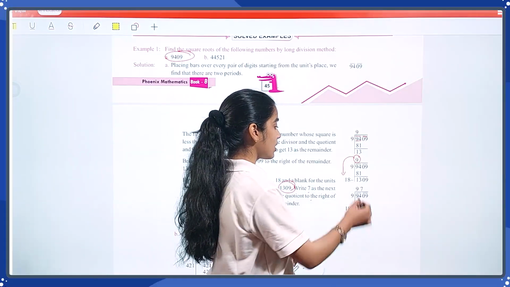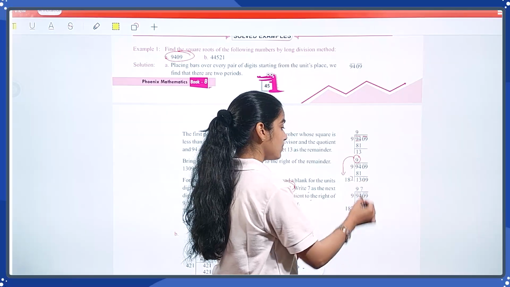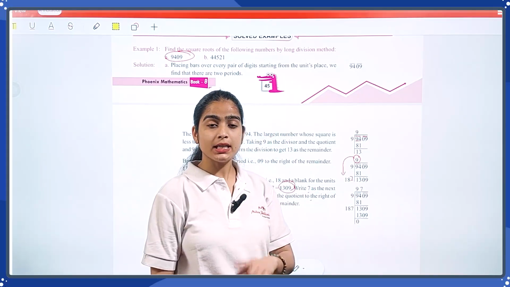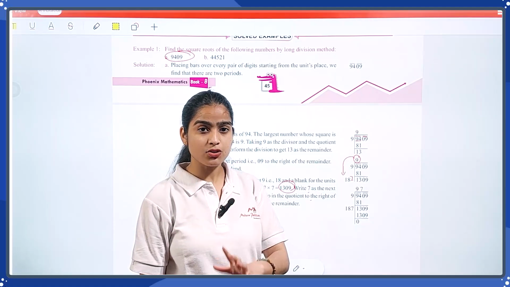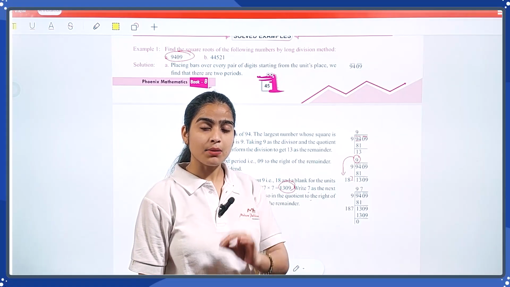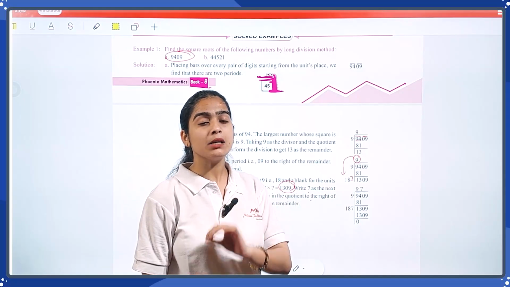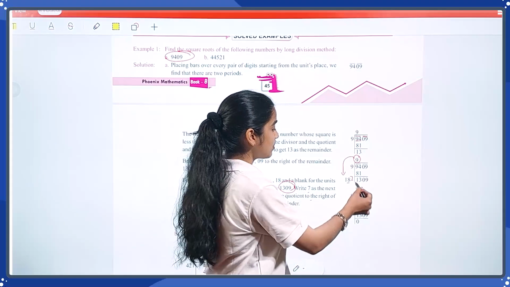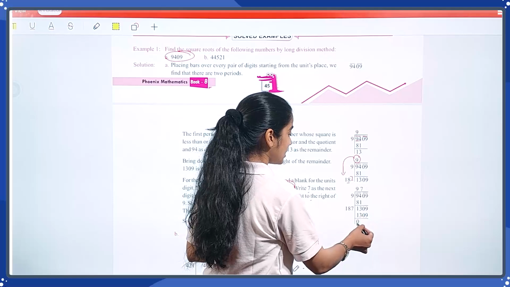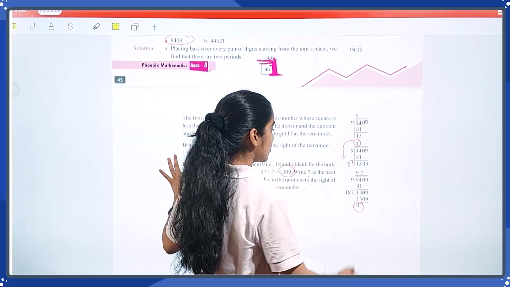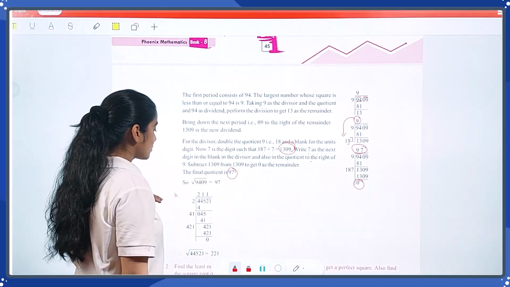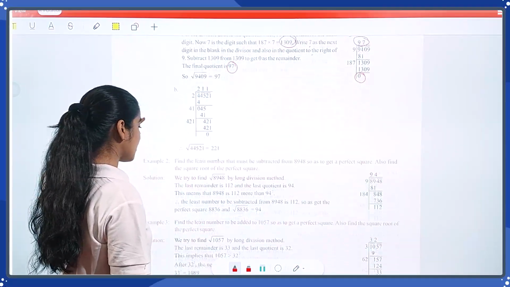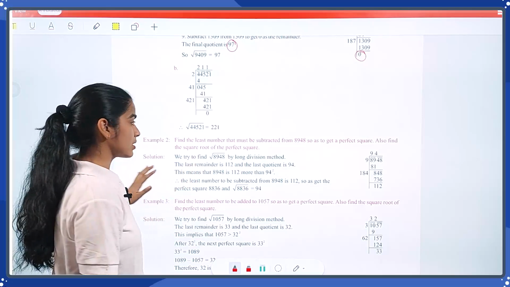If you take the unit digit 7, you have to multiply 187 with 7 only. Whichever number you are taking at your ones digit, you have to take that same number as the multiplier. So 187 multiplied by 7 is 1309 and you will get your remainder 0. In that way, the square root of 9409 is 97. I hope, students, this step is clear to you.